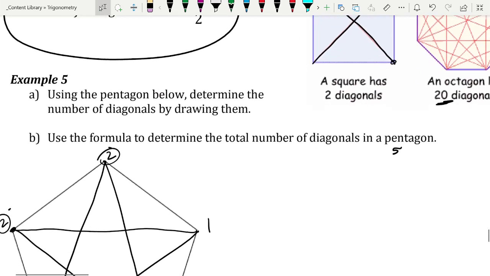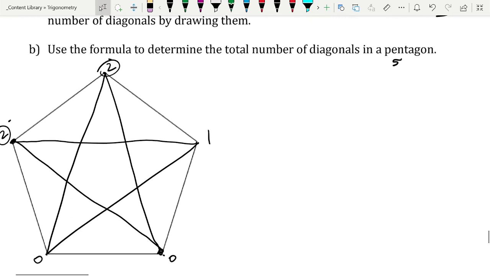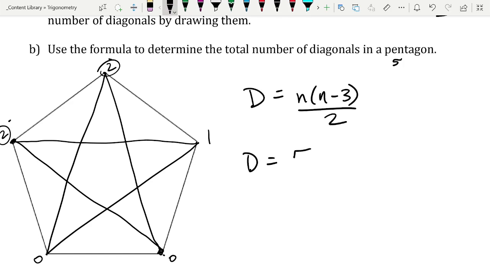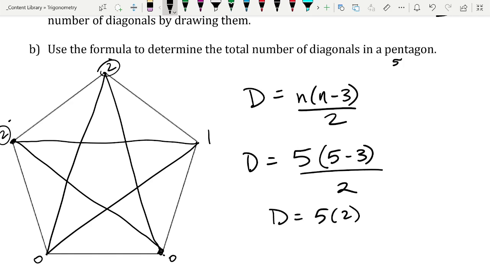Yay, let's do it on a simpler one. Use the formula to determine the total number in the pentagon. We counted 5. According to our formula, which is n times n minus 3 divided by 2, that will be 5 times 5 minus 3 divided by 2. 5 minus 3 is 2, so 2 divided by 2, here, I'll write it out, is just 5, which is what we counted when we drew our pentagram and summoned a demon. Okay, any questions on how that little formula works? It's a nice little formula.